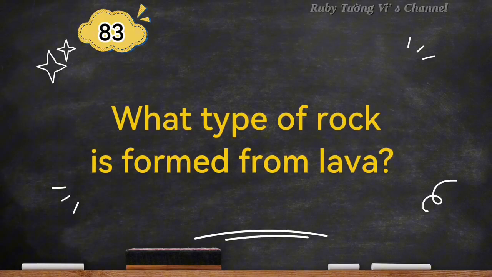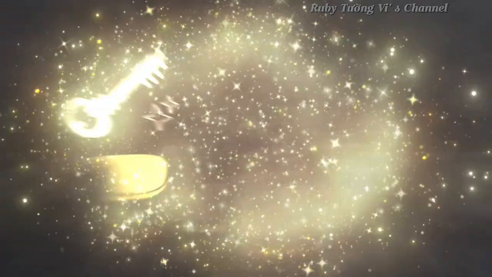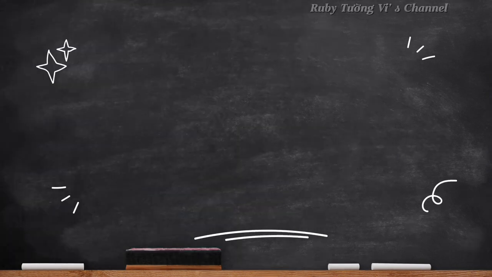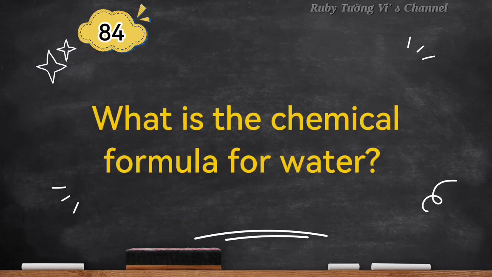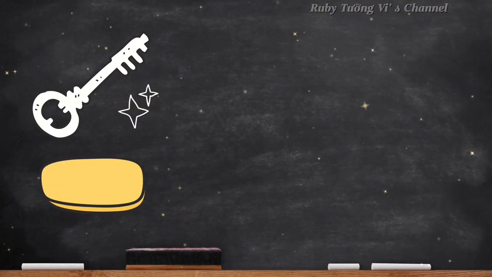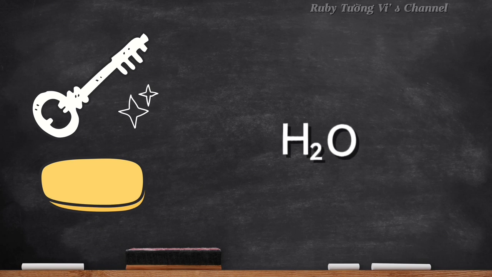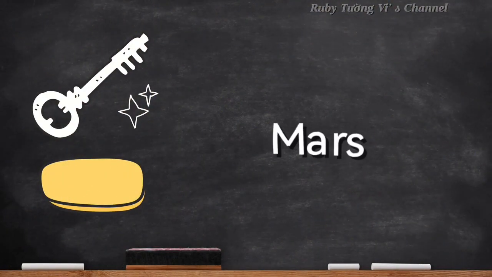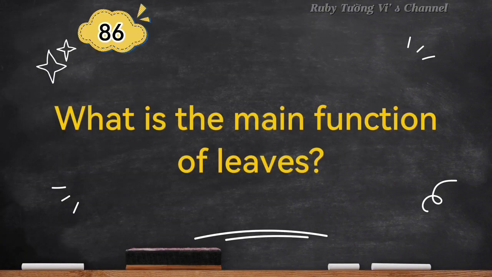What type of rock is formed from lava? Igneous rock. What is the chemical formula for water? H2O. Which planet is known as the red planet? Mars. What is the main function of leaves?